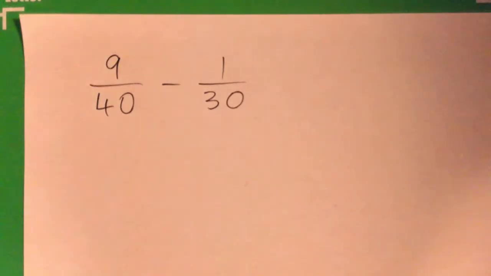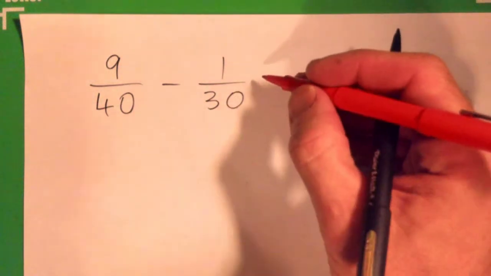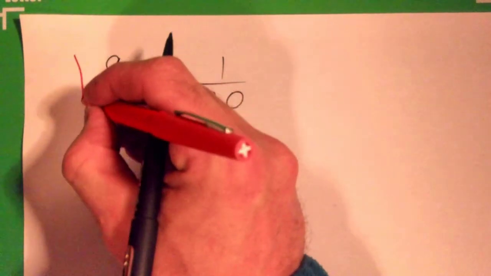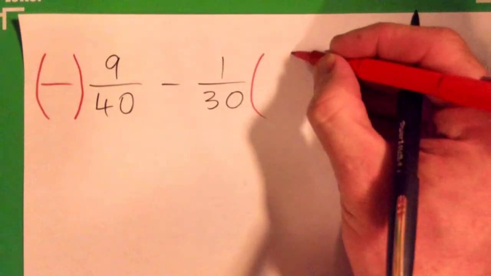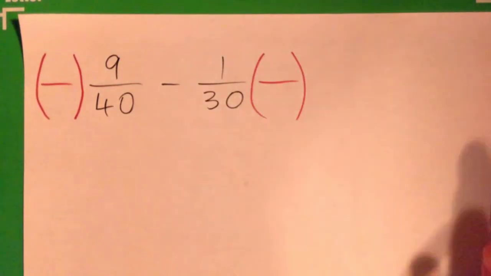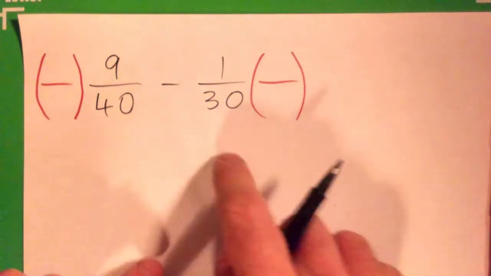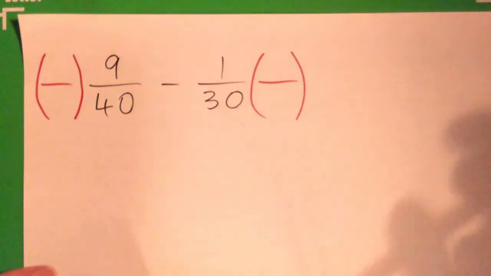Okay, so 9/40ths minus 1/30th. We're subtracting fractions, so we must make the bottoms the same. We must multiply by unit fractions to figure out some way to make the bottoms the same, right? There's lots of methods of trying to figure out what the lowest common denominator is. Let me give you some suggestions.